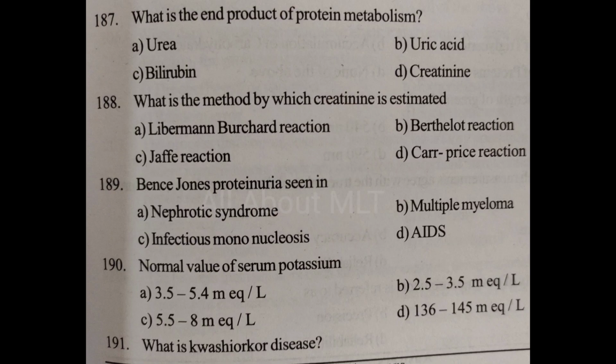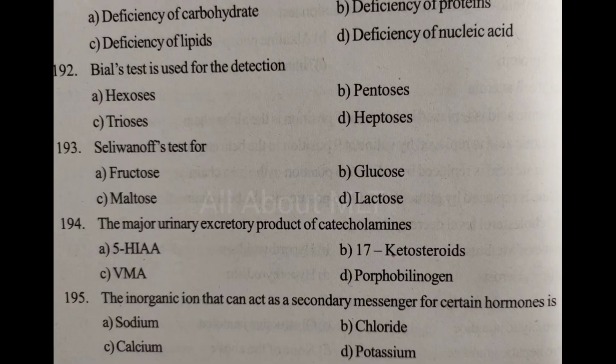What is kwashiorkor disease? Option A, deficiency of carbohydrate. Option B, deficiency of proteins. Option C, deficiency of lipids. Option D, deficiency of nucleic acid. Answer is option B, deficiency of proteins.